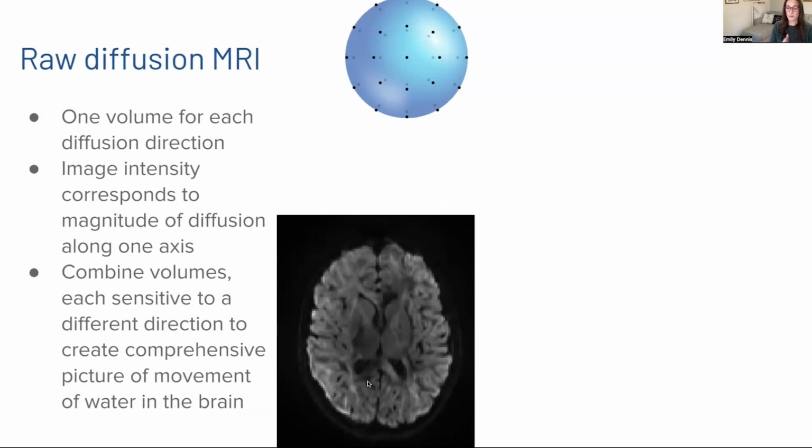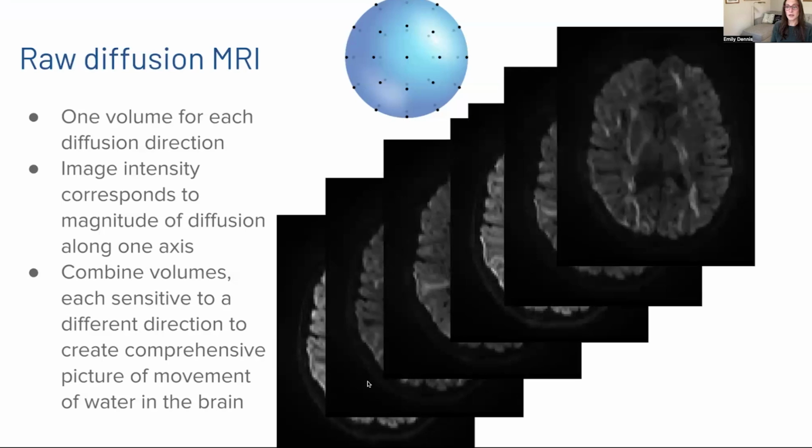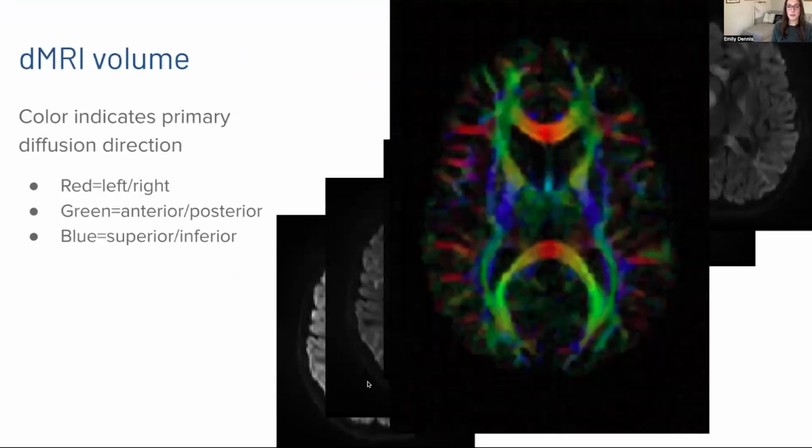So this would be areas where there's less movement in that direction. But then we have other ones like this, and so on down the line. And once we are able to combine these, then we can create a comprehensive picture of movement in the brain. And this is what this might look like after you've combined all the information. This is one of the types of images that we can get out of this.